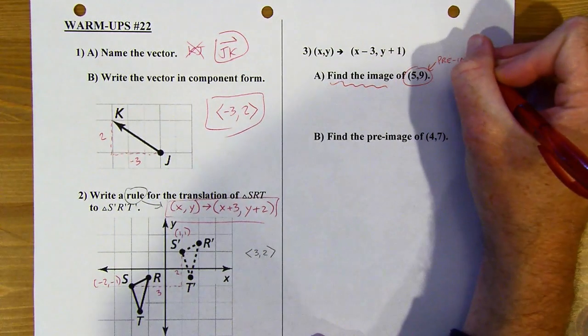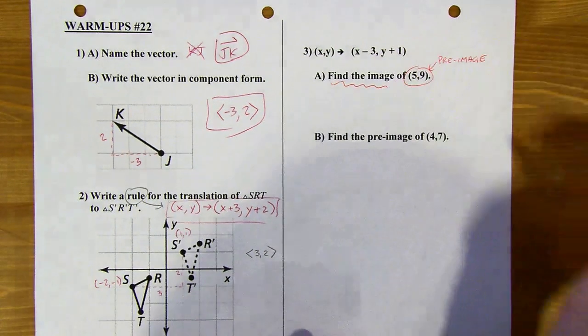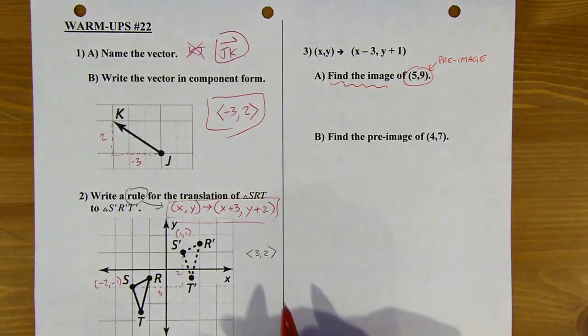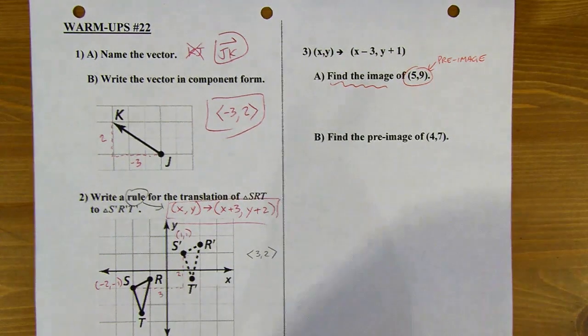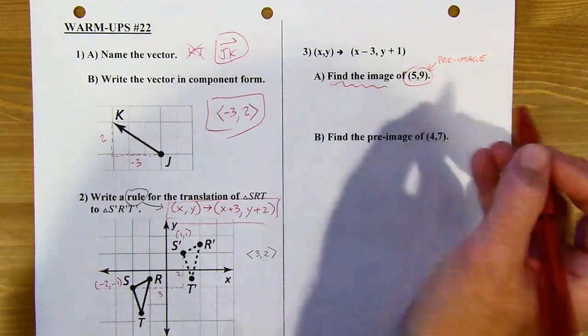Pre-image means it's going to be the starting figure, and the image is after the transformation or translation. So this here would be my pre-image. This would be my image, okay? All right. So this is pretty straightforward here, okay?